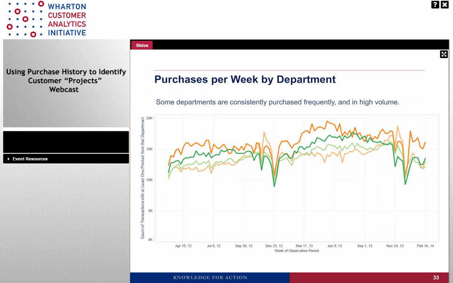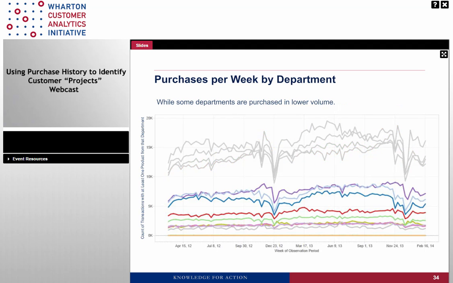So that was looking at purchases by customers. Now let's look a little bit at purchases by department. We'll see that some departments are consistently purchased frequently and in high volume with similar peaks and valleys. But we also have some departments that are purchased consistently at low volume. Each line in this graph represents the number of transactions where at least one product from that department was purchased.